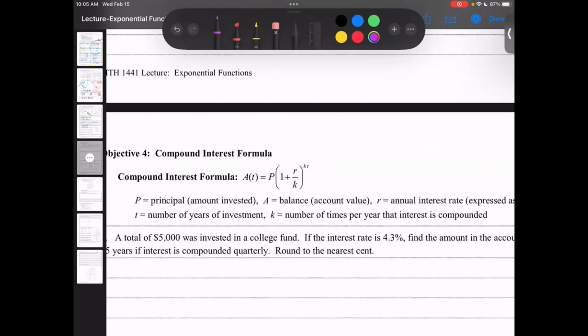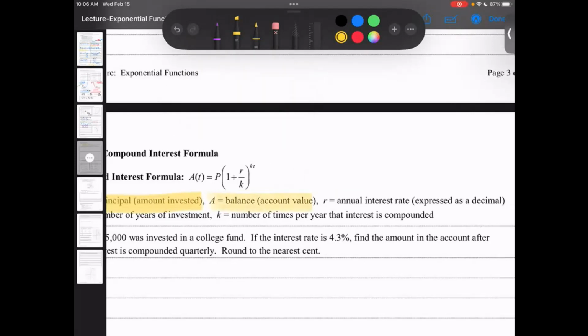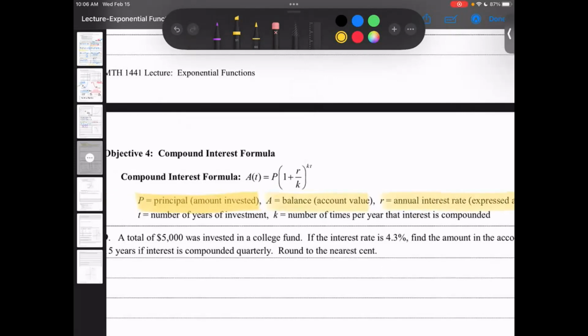So I have the formula A of T. A is your balance, your current balance. P stands for principal, how much you put in at the beginning. R is the rate in percentage. Of course, when you plug into the formula, you should change it into decimal. Let me highlight what I'm talking about. So P is principal. A is your balance. R is the annual interest rate, usually expressed in decimal. T is the number of years of investment, say 10 years, 20 years, 30 years, sometimes 5 years.